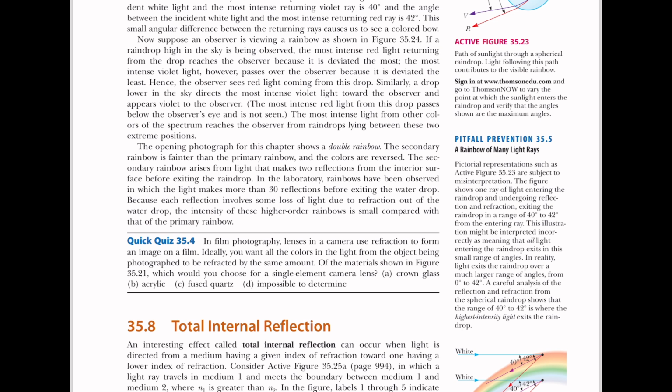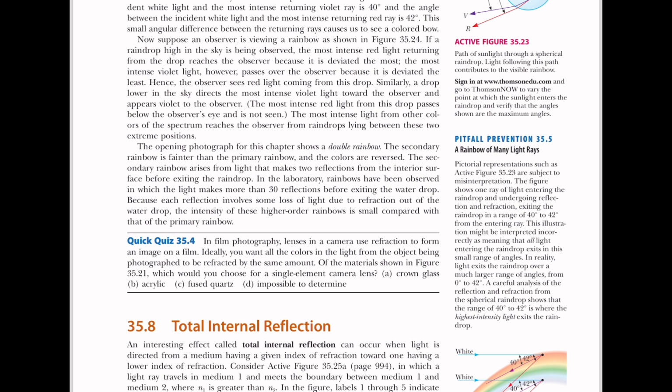The opening photograph of this chapter shows a double rainbow. The secondary rainbow is fainter than the primary rainbow, and the colors are reversed. The secondary rainbow arises from light that makes two reflections from the interior surface before exiting the raindrop. In the laboratory, rainbows have been observed in which light makes more than 30 reflections before exiting the water drop. Because each reflection involves some loss of light due to refraction out of the water drop, the intensity of these higher order rainbows is small compared with that of the primary rainbow. And that completes the section.